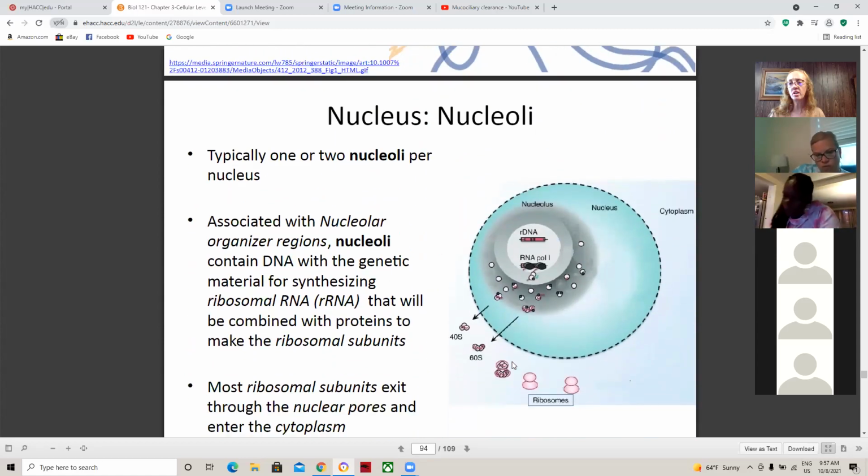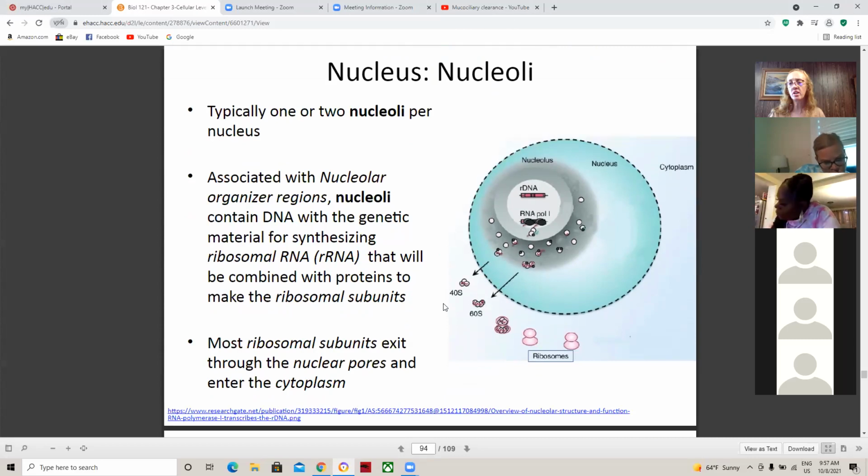In the nucleoli is where the ribosomal subunits are created. So the nucleoli contain the DNA and the genetic material necessary to create the ribosomal RNA that will be used in ribosomal subunits. And both the ribosomal subunits and the mRNA are going to exit the nucleus via the nuclear pores.